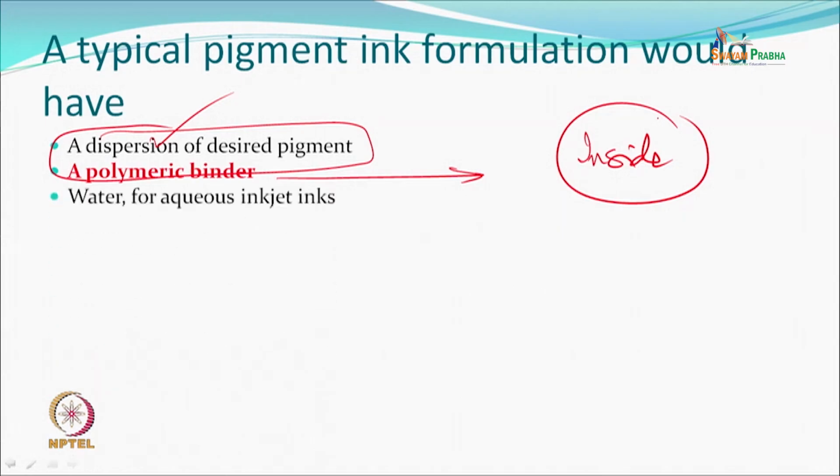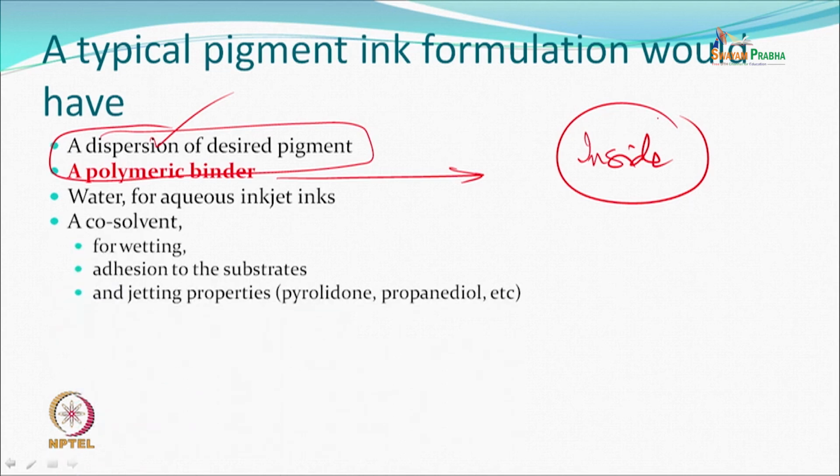Water, we generally prefer aqueous ink. So, therefore, there is a dispersion of the pigment and there is a polymeric binder, and so some water, aqueous systems. A co-solvent, so that the surface tension and wetting properties are modified to suit the requirement. It will have the purpose of wetting, adhesion to the substrate, and good jetting.